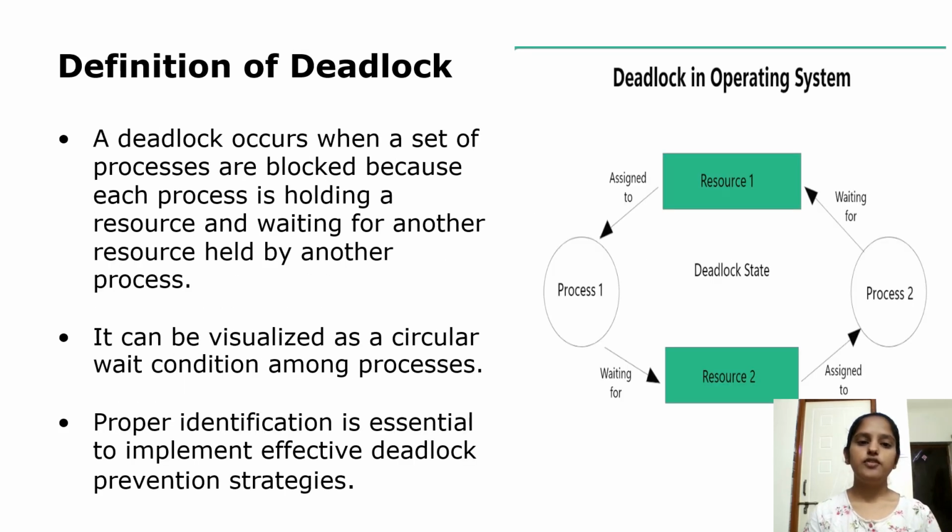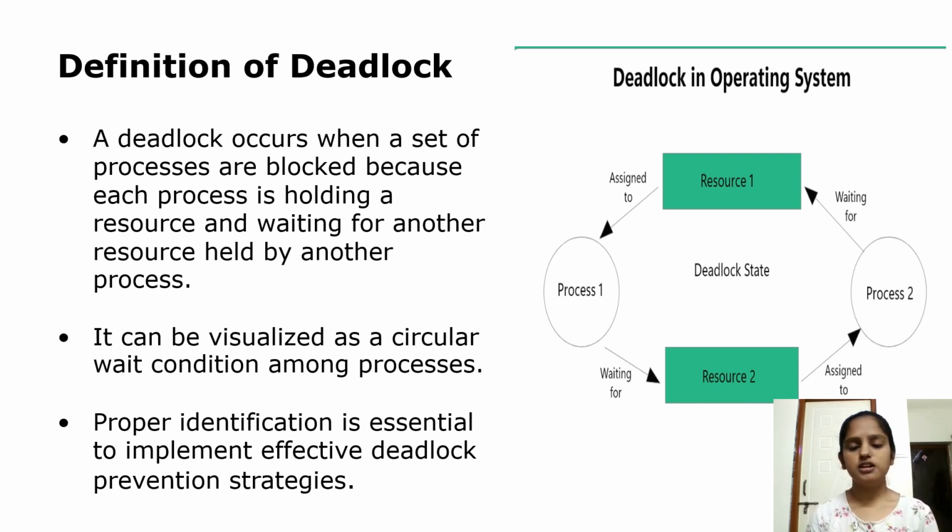And coming to the definition of deadlock. A deadlock occurs when a set of processes are blocked because each process is holding a resource and waiting for another resource held by another process. It can be visualized as a circular wait condition among processes. Proper identification is essential to implement effective deadlock prevention strategies. Here, the picture gives a clear reference to the deadlock in operating systems.